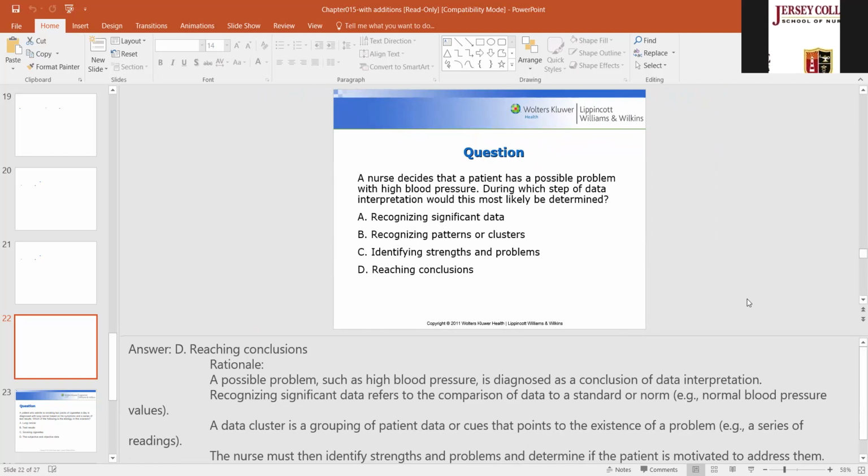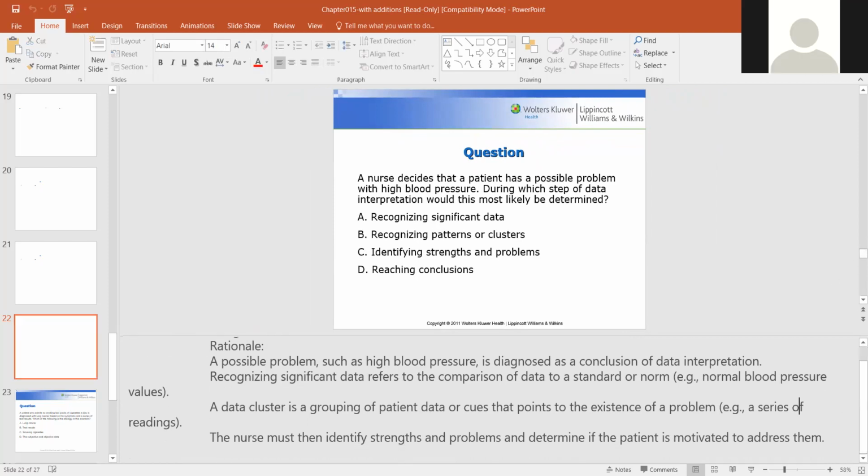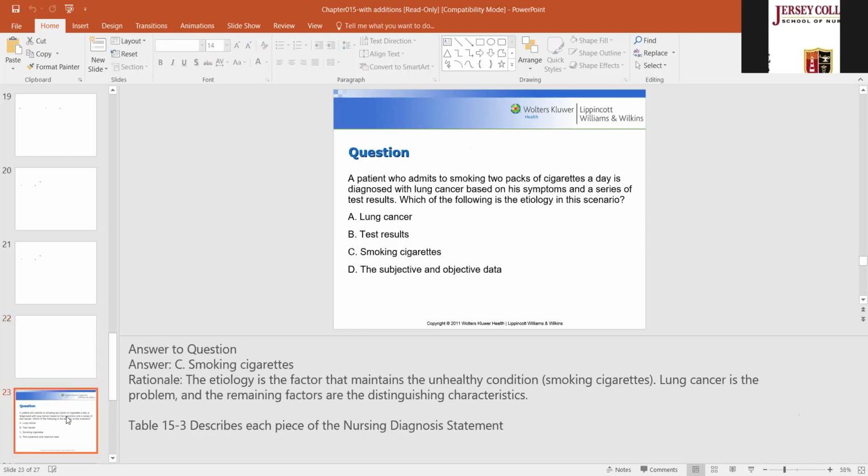Data cluster: this is grouping patient data or cues that point to the existence of the problem. And then identify strengths and problems and determine if the patient is motivated to address them. A patient who admits smoking 2 packs of cigarettes a day is diagnosed with lung cancer based on his symptoms and test results. Which of the following is the etiology in the scenario?